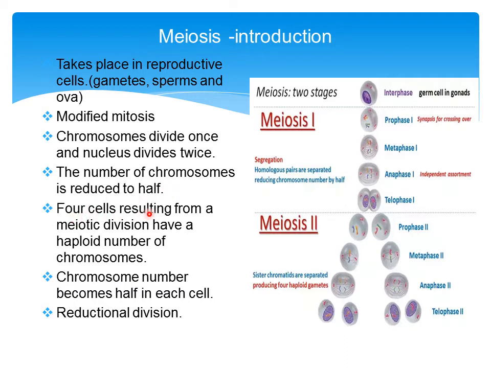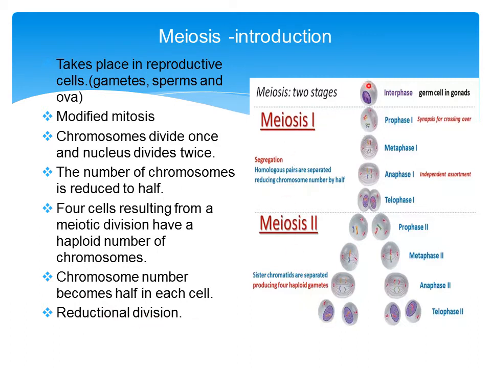The 4 cells resulting from a meiotic division have a haploid number of chromosomes, and the chromosome number becomes half in each cell, as discussed. So it starts with 2n number of chromosomes and ends up with the haploid number. For that reason it is called a reductional division.